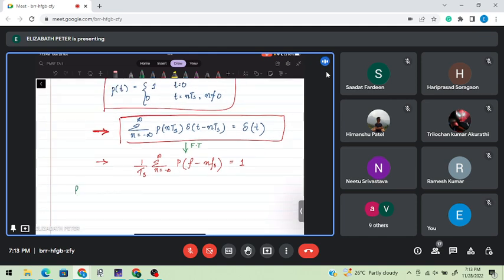So Fs is actually what? 1 by Ts, right? So this condition I can write as summation over n varying from minus infinity to infinity of P of f minus n by Ts equals Ts.